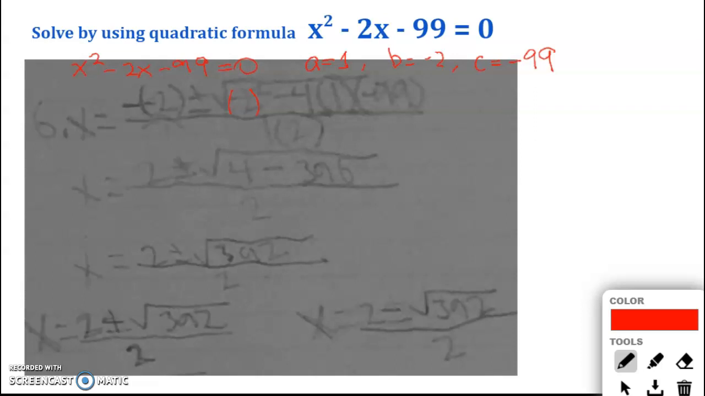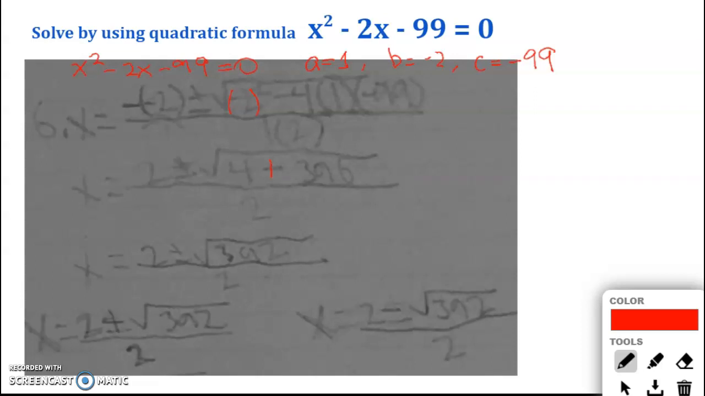Okay, so negative 2 squared, though he did not write it correctly, he did interpret it correctly and wrote down 4. Here, negative 4 times 1 times negative 99. This negative times negative should be positive. It's not negative 396, it's positive 396. So this should have been 4 plus 396.